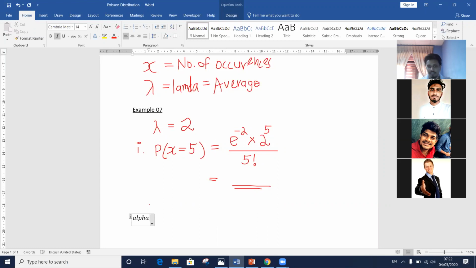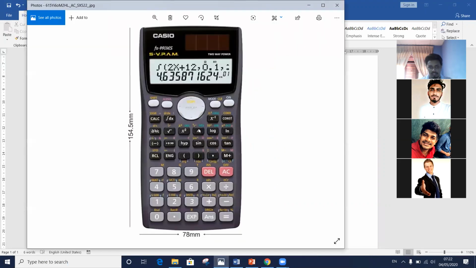Can you find it? Where is it? Alpha. Right? Here this is the alpha button, and the shift button is on the other side. The alpha button, this is what you need to press. So we are going to generate the value of e.